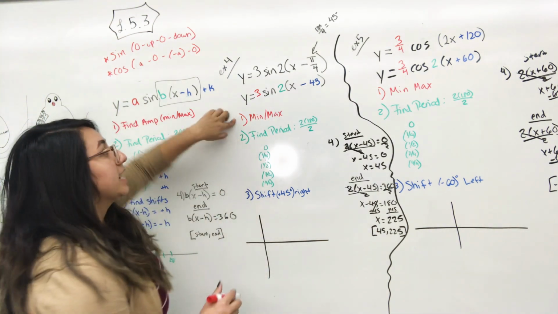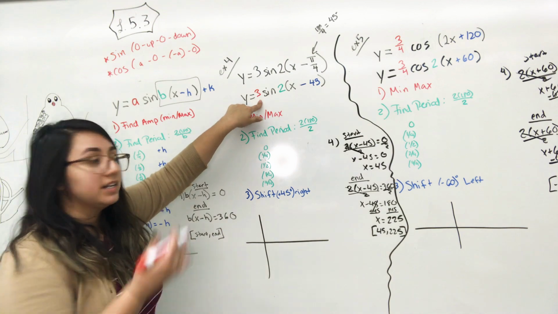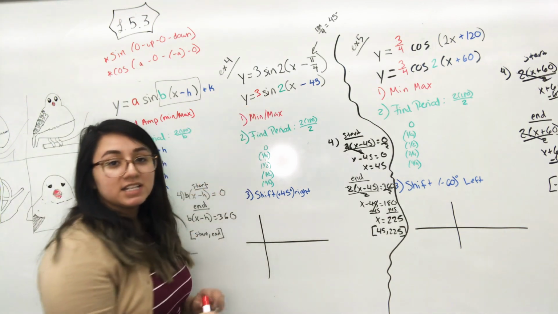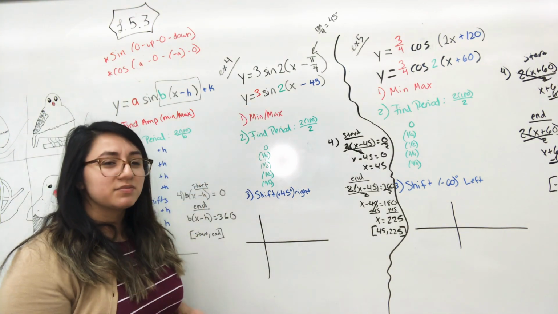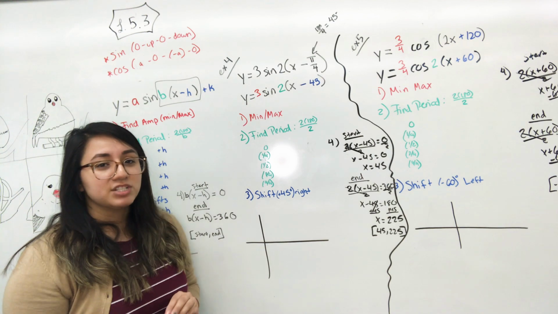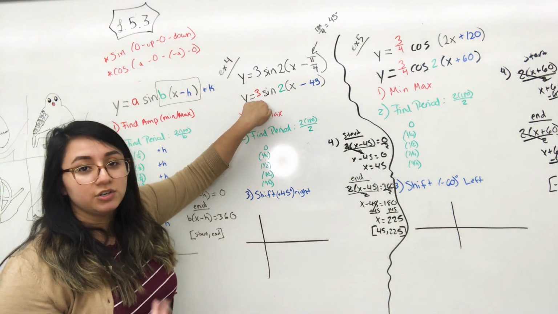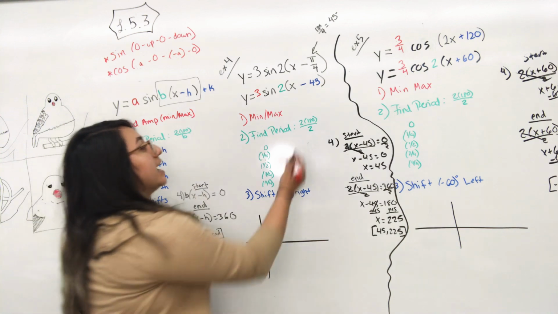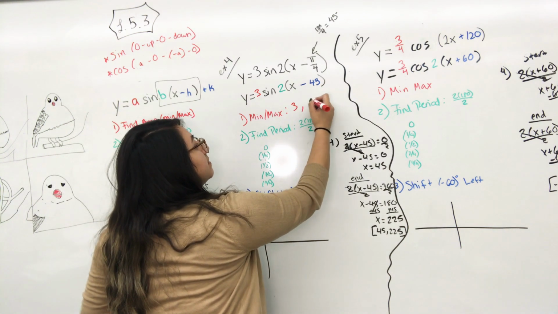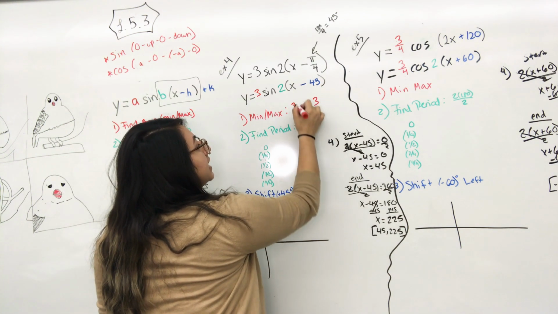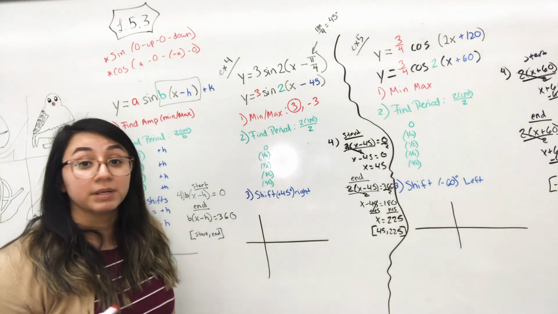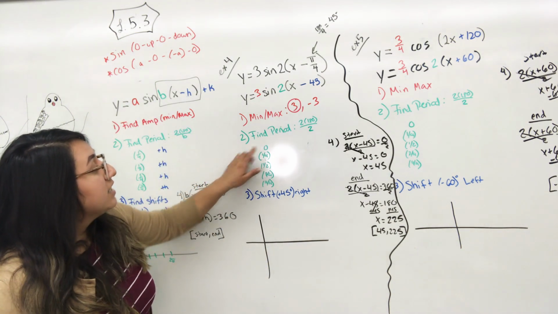First, find your minimum maximum value. That's your first number up front that's multiplying into the sine. Not the first number. Sometimes it's the first number. I don't want to say first number every time, but it's a number multiplying into your trig function. So that is 3. So that means your minimum maximum is 3 and -3, but keep in mind you're starting at 3.